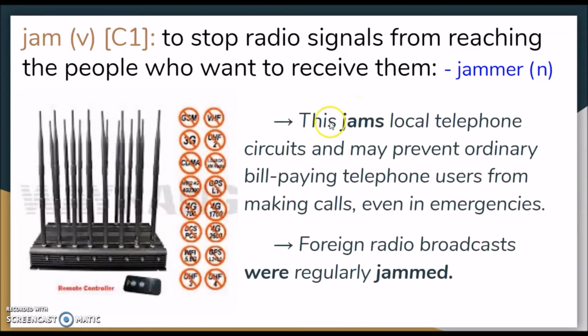So for example, this jams local telephone circuits and may prevent telephone users from making calls even in emergencies. So it's like this, whatever this is, this stops radio signals, okay? I mean the signals of telephone circuits, okay? And the telephone users, the ordinary telephone users, they can't call in an emergency situation, okay?